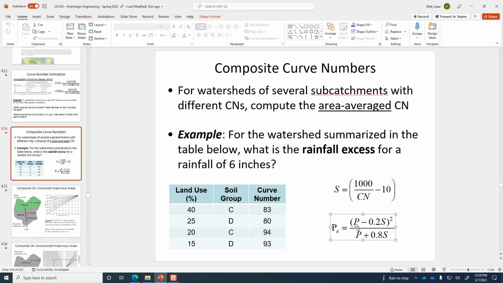So P sub E is P minus 0.2 S, squared, divided by P plus 0.8 S. Okay, so we know P, we know S. Find the P sub E, and then that's what we're going to use with this Excel file that I put on the Blackboard. So let me give you a moment to calculate the rainfall excess.